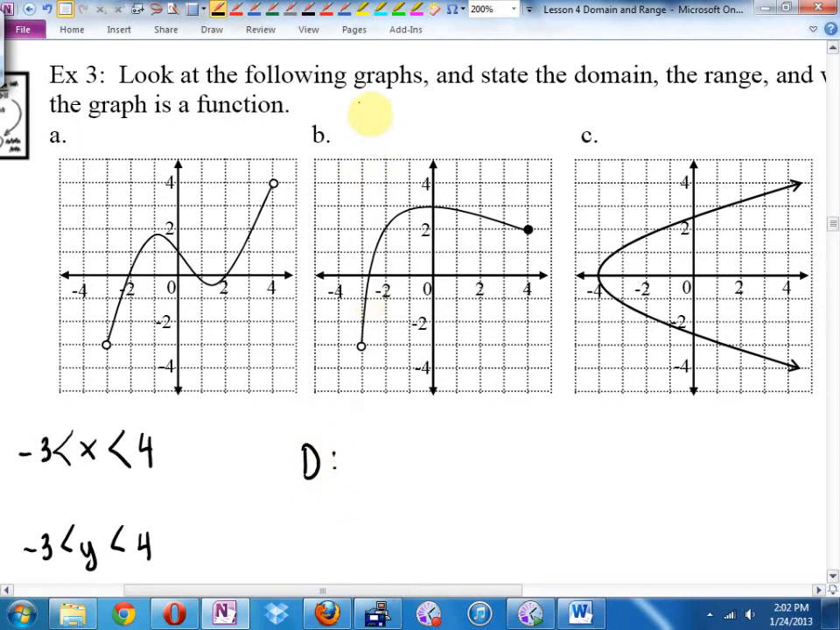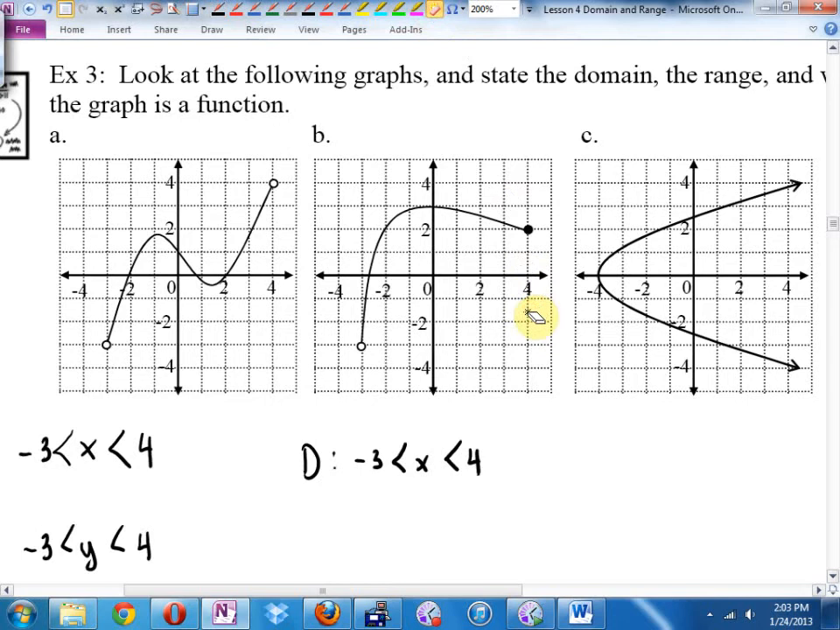Looks like the furthest x value is right here. What x value is that? -3? The rightmost x value is that. What value is that? 4. We're doing domain. Domain is your x values. It's bigger than -3. It's smaller than 4.